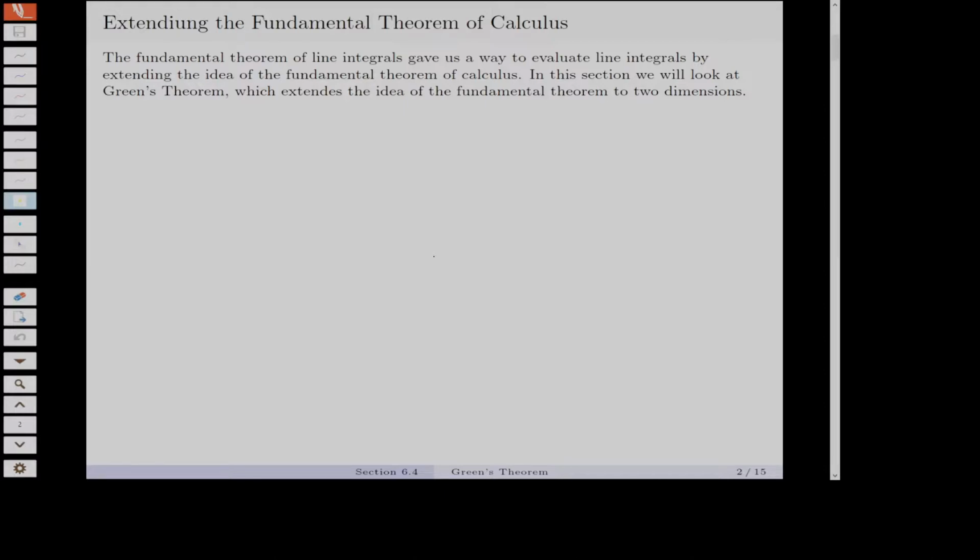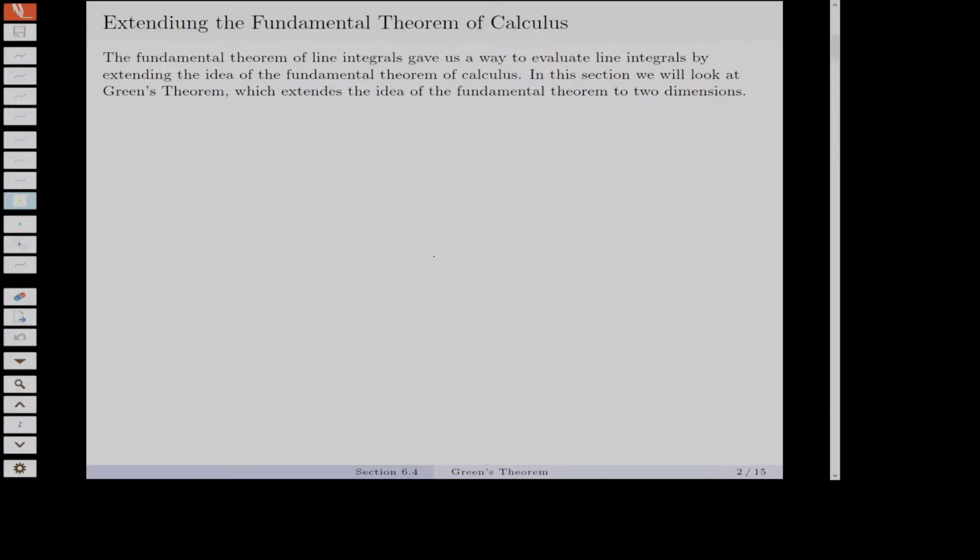Last week we worked on the fundamental theorem of line integrals, and we said that it was kind of like an extension of the fundamental theorem of calculus. Okay, it took the idea of integration, except over a line, and did a fundamental theorem of calculus-like thing to it. What we want to do today is the same idea, except instead of taking a regular integral or line integral, we want to apply it to a double integral.